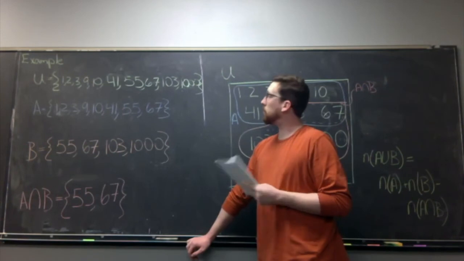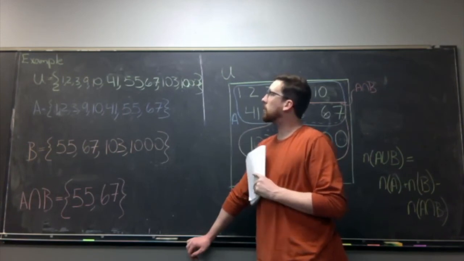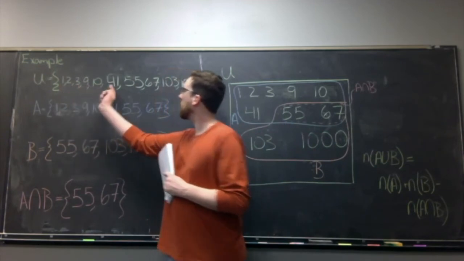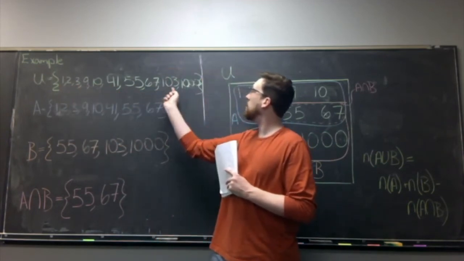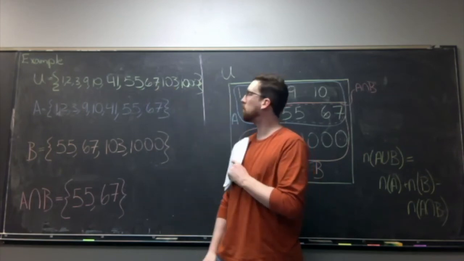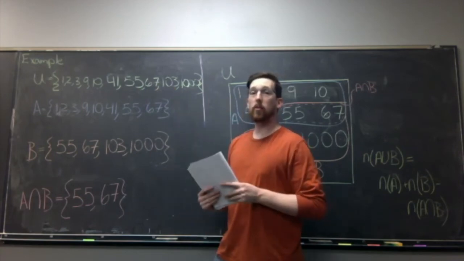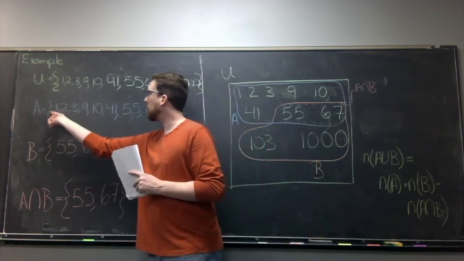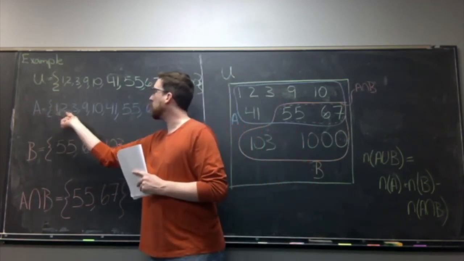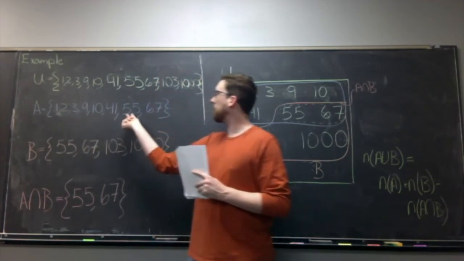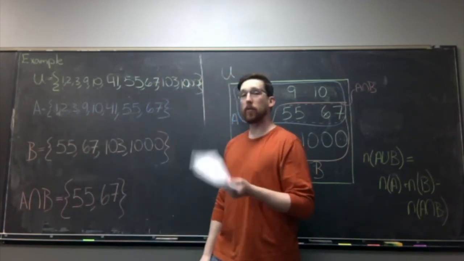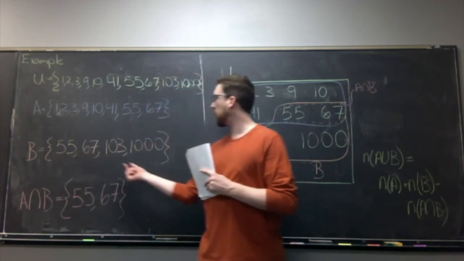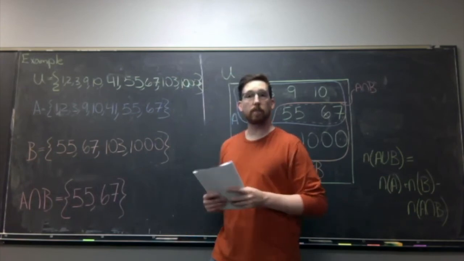For our next example, let's consider we have the universal set with elements 1, 2, 3, 9, 10, 41, 55, 67, 103, and 1,000. And then let's consider we have the sets A and B with elements for A, the elements 1, 2, 3, 9, 10, 41, 55, 67. And for the set B, we have the elements 55, 67, 103, and 1,000.